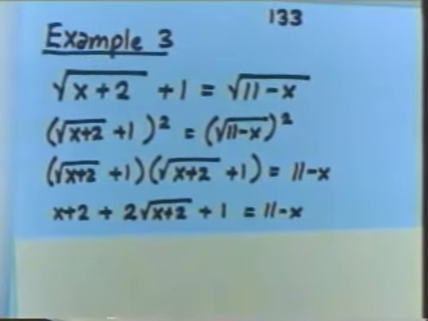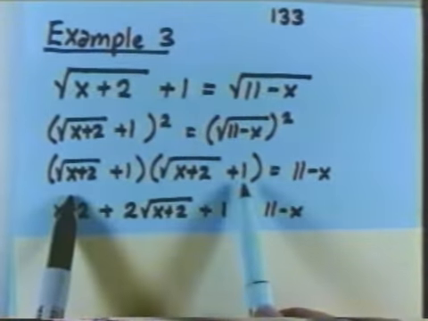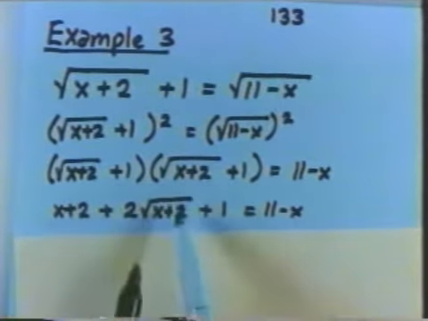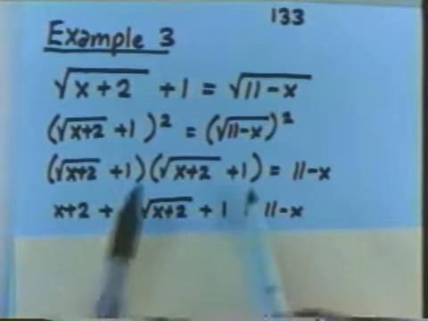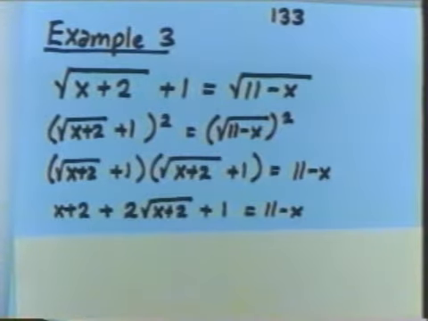So here's our result. The x plus 2 that came from multiplying the two together. Then 2 times the radical, which came from 1 times the radical for the outer and 1 times the radical for the inner. Here's our 2 times the radical. And then the last terms gave us 1.